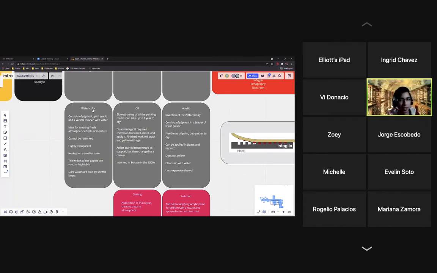These are the ones that kids used to use, the little water things that kids used to paint on paper. I don't remember what they're called, but do you guys know what I mean? So basically, they're pigments with gum arabic, and it's watered down in order for you to be able to pick a brush and paint whatever you're painting on. Now, cannot be reworked. It's very transparent, and it usually is worked on a smaller scale.